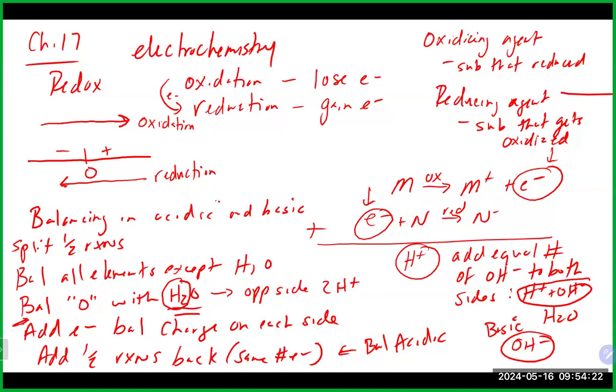Any questions on any of that stuff there? So clearly you need to be able to identify things that are being oxidized, things that are being reduced, things that are oxidizing agents, reducing agents. You need to be able to balance, obviously, these type of redox reactions in acidic and basic conditions. Any questions on any of that there?